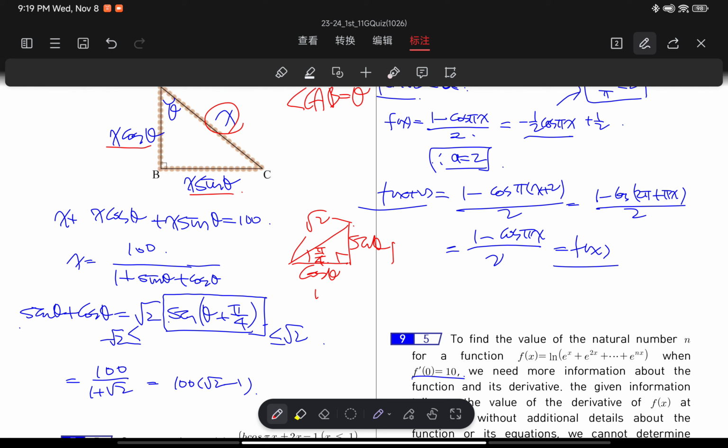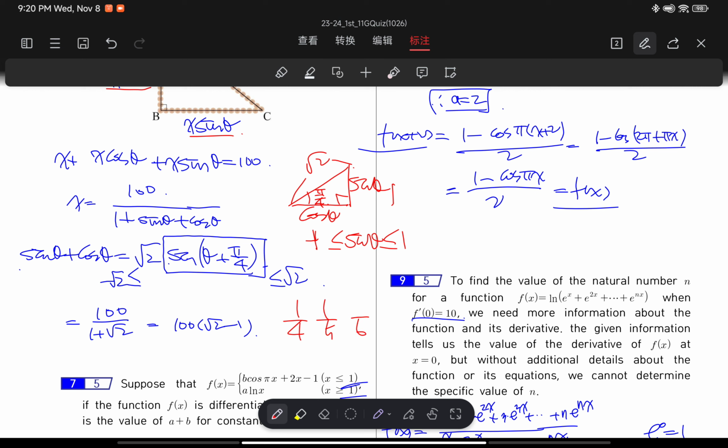So square root 2 sine theta blah blah, that should be larger than negative square root 2 but less than square root 2. So think about that. Imagine, as the denominator increases, the fraction gets smaller. For instance, 4 over 1, 5 over 1, and 6 over 1. So as the denominator increases, that fraction gets smaller.